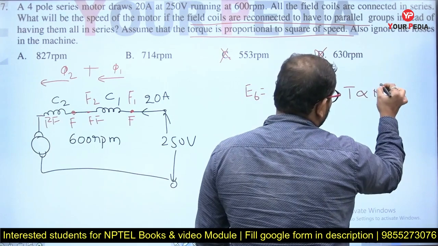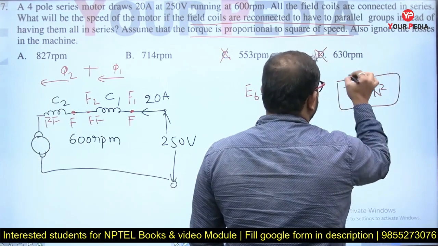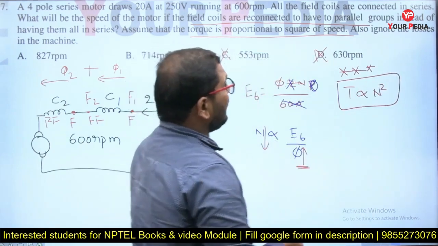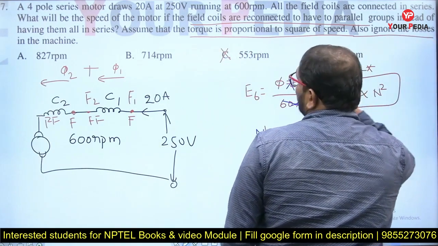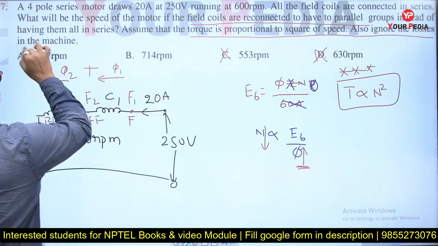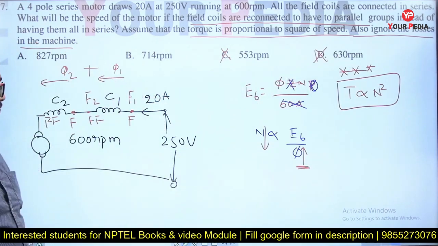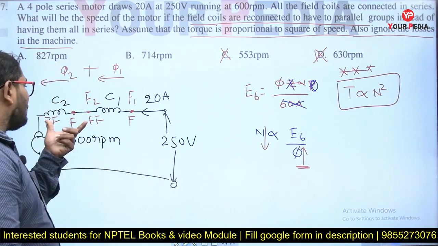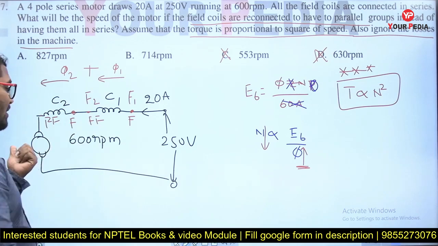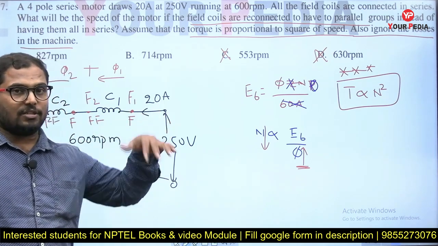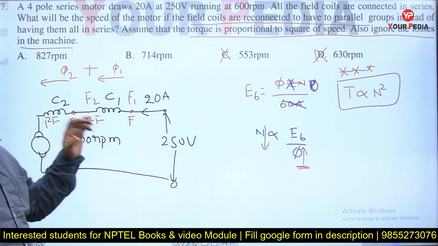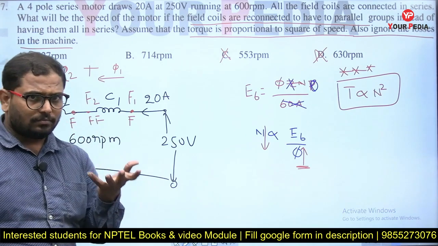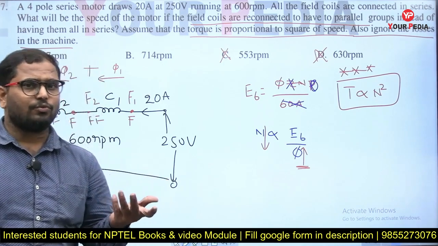Torque is directly proportional to the square of the speed, which will be mostly useful for our problem solving, and also ignore the losses in the machine. What does it mean when losses in the machine are ignored? Whatever the power loss in the coils and in the armature, in both circuit configurations, will be neglected. If the power loss is not there, resistance will not be there. If no power loss is there, there is no resistive component.